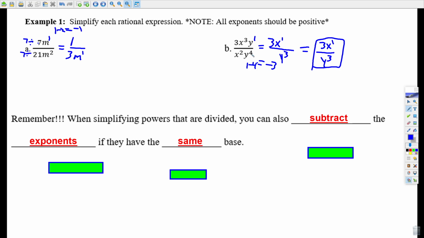This is what you have if you have just one term on the bottom and one term on the top. Everything between these terms, if you look, is all multiplication. 3 times x to the third times y. The bottom, x squared times y to the fourth. Same thing over here. It gets a little bit harder if we start throwing addition and subtraction between these terms and making them multiple terms. Right now, it's pretty easy, though.